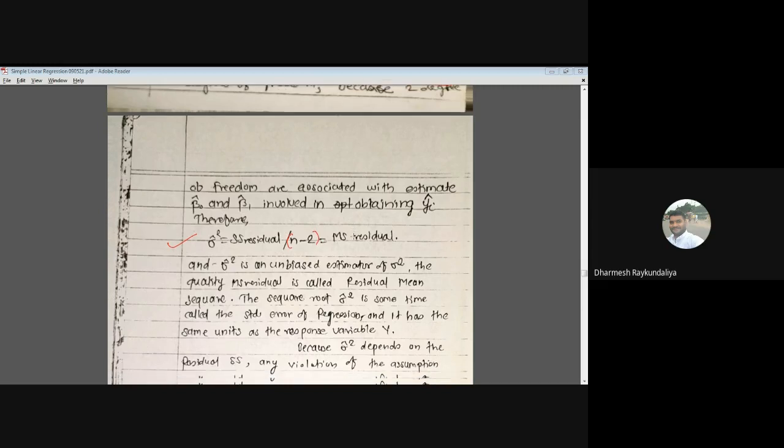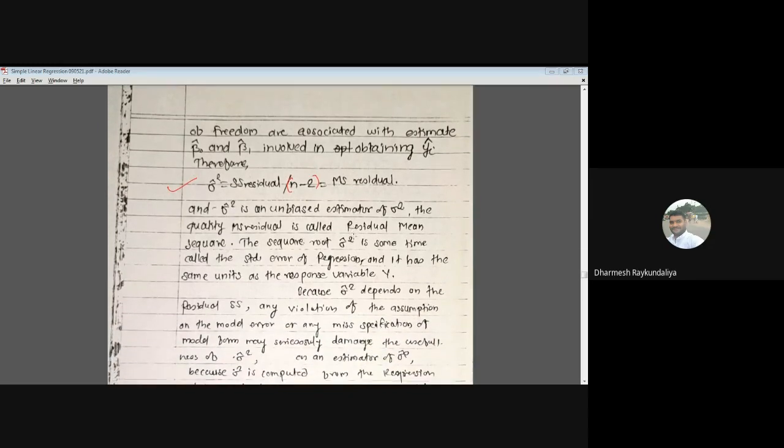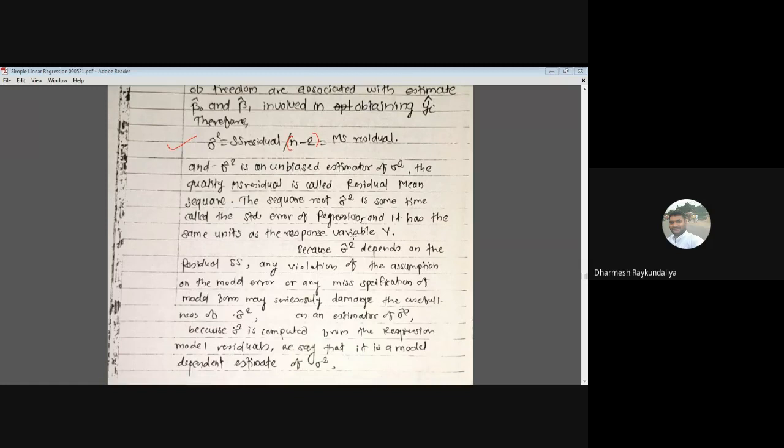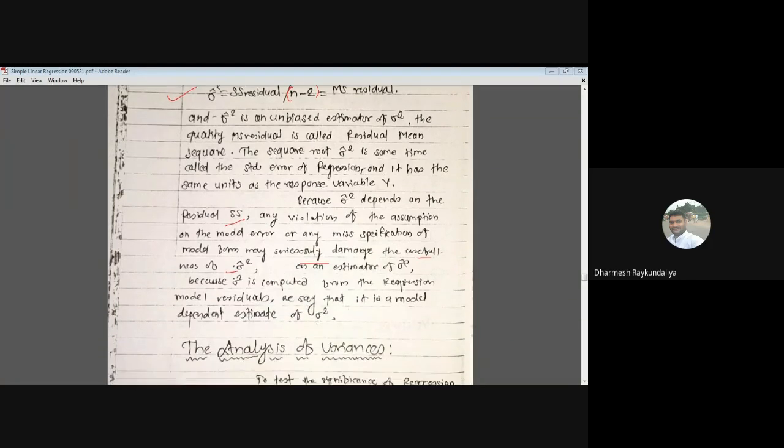तो ये हमने ऑलरेडी प्रूव किया है मैट्रिक्स नोटेशन में. So because sigma cap square depends on the residual SS, any violation of assumption of the model error or any misspecification of model may seriously damage the usefulness of sigma square, an estimate of sigma square. Okay, so that is how we always try to see that residual satisfy all basic assumptions.